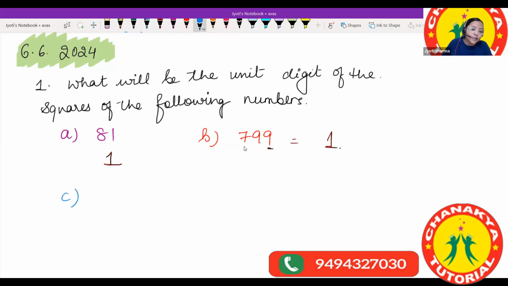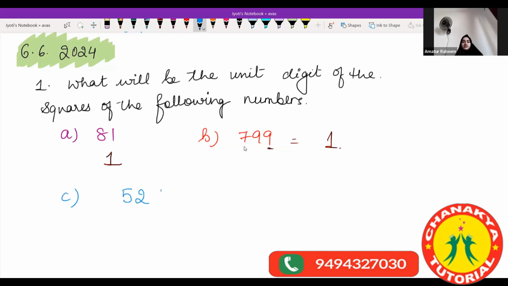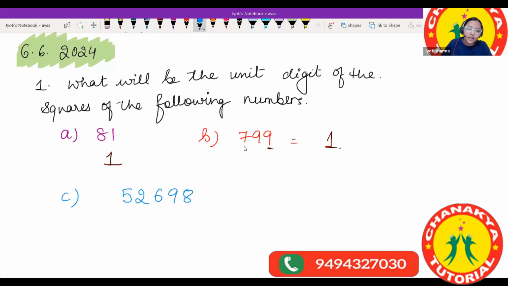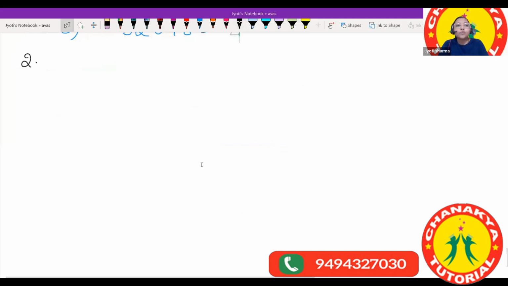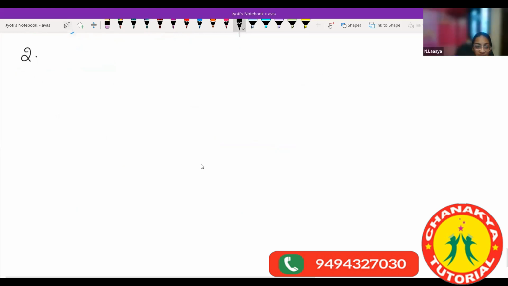Okay. Next question. 52698. What will be the unit place in this question? Great. 4. Correct answer. Perfect. Wonderful. Okay. So I can see that you are doing these types of questions. So I will be moving ahead without wasting our time.